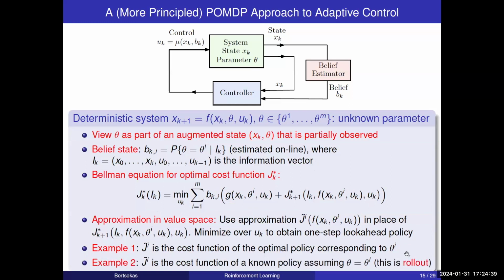A second possibility is to use some form of rollout or other type of approximation in value space, where I use an approximation to the cost function of the optimal policy, in particular the cost function of some known policy, again, under the clairvoyant assumption that we know theta i. So we plug in here a good policy for the value theta 1, a good policy for the value theta 2, theta 3, and so on. Calculate all these rollout cost functions of the policy corresponding to the different values of theta, average them out with the current beliefs, and then you have a computation that may be tractable.